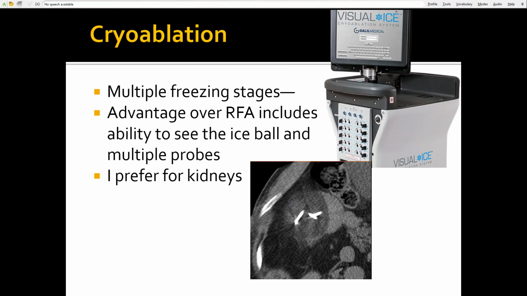And one nice thing also is that if you're treating a tumor with cryoablation and you see that maybe there's a little bit of a margin that's not covered, you can add an additional probe, and that'll create a larger ice ball to encompass the whole tumor. So that's one nice thing about cryoablation.